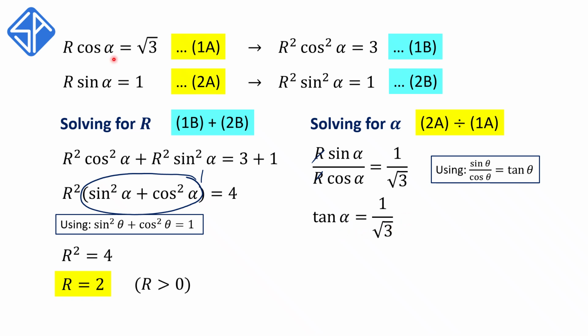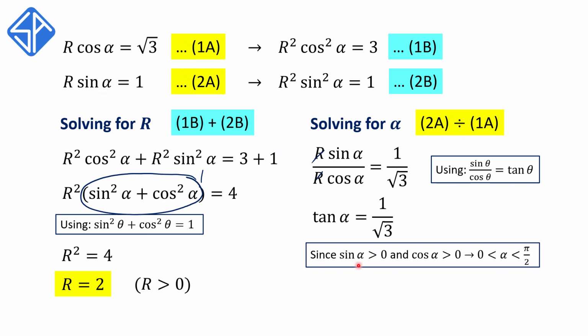Now if we think about the values of cos alpha and sine alpha, both are positive. So this means that since sine alpha is positive and cos alpha is positive, alpha has got to be in the first quadrant between 0 and pi on 2. So using the exact value for tan alpha is equal to 1 on root 3, we can conclude that alpha has got to be in the first quadrant and is equal to pi on 6.